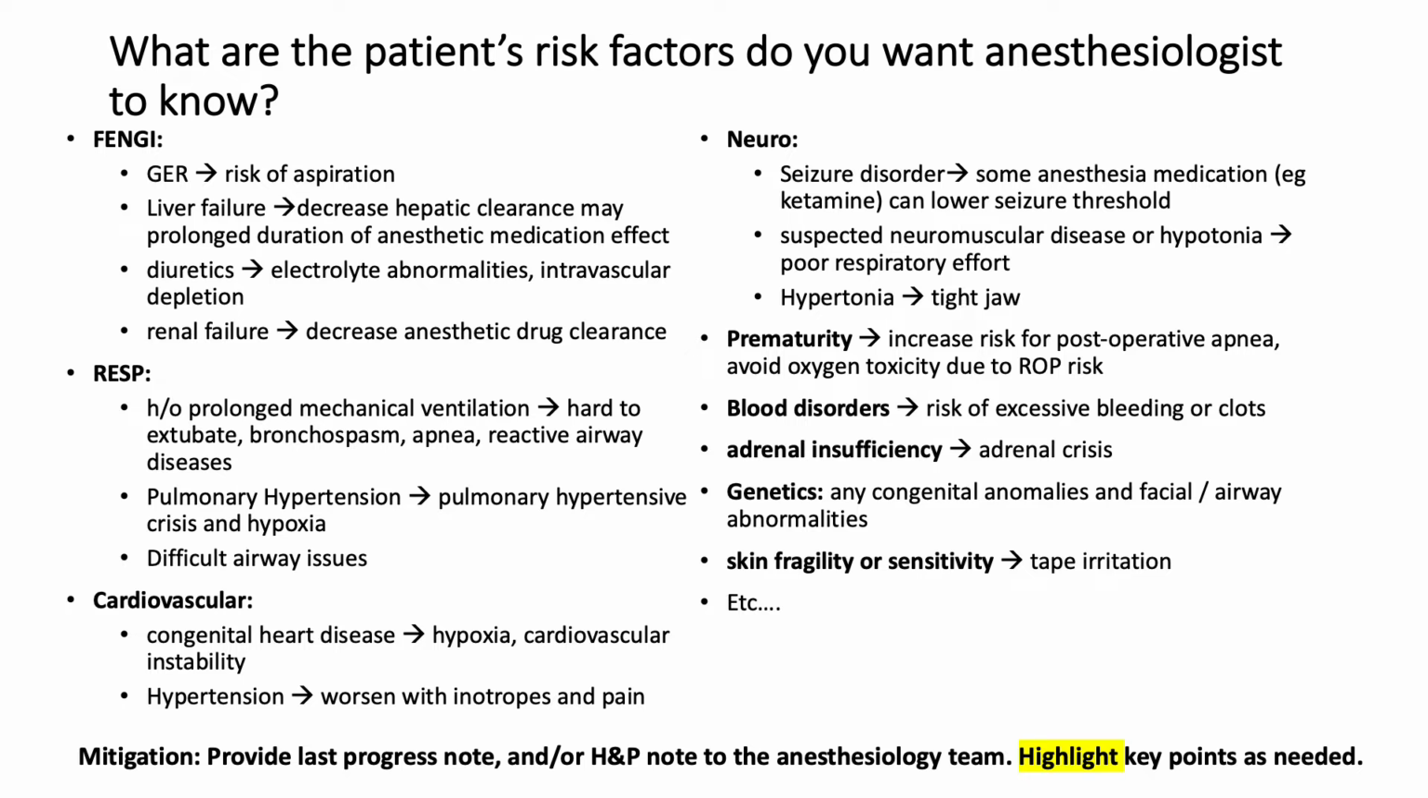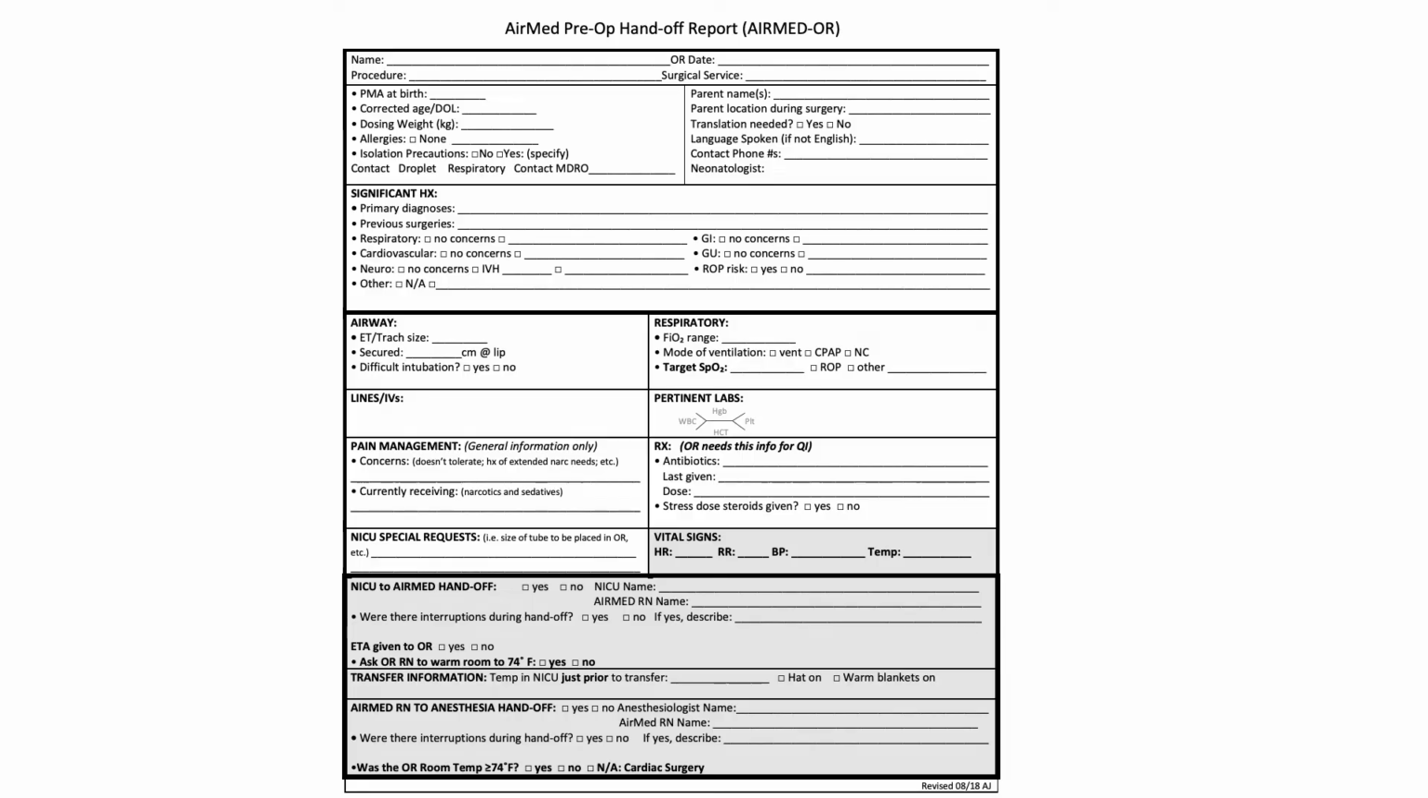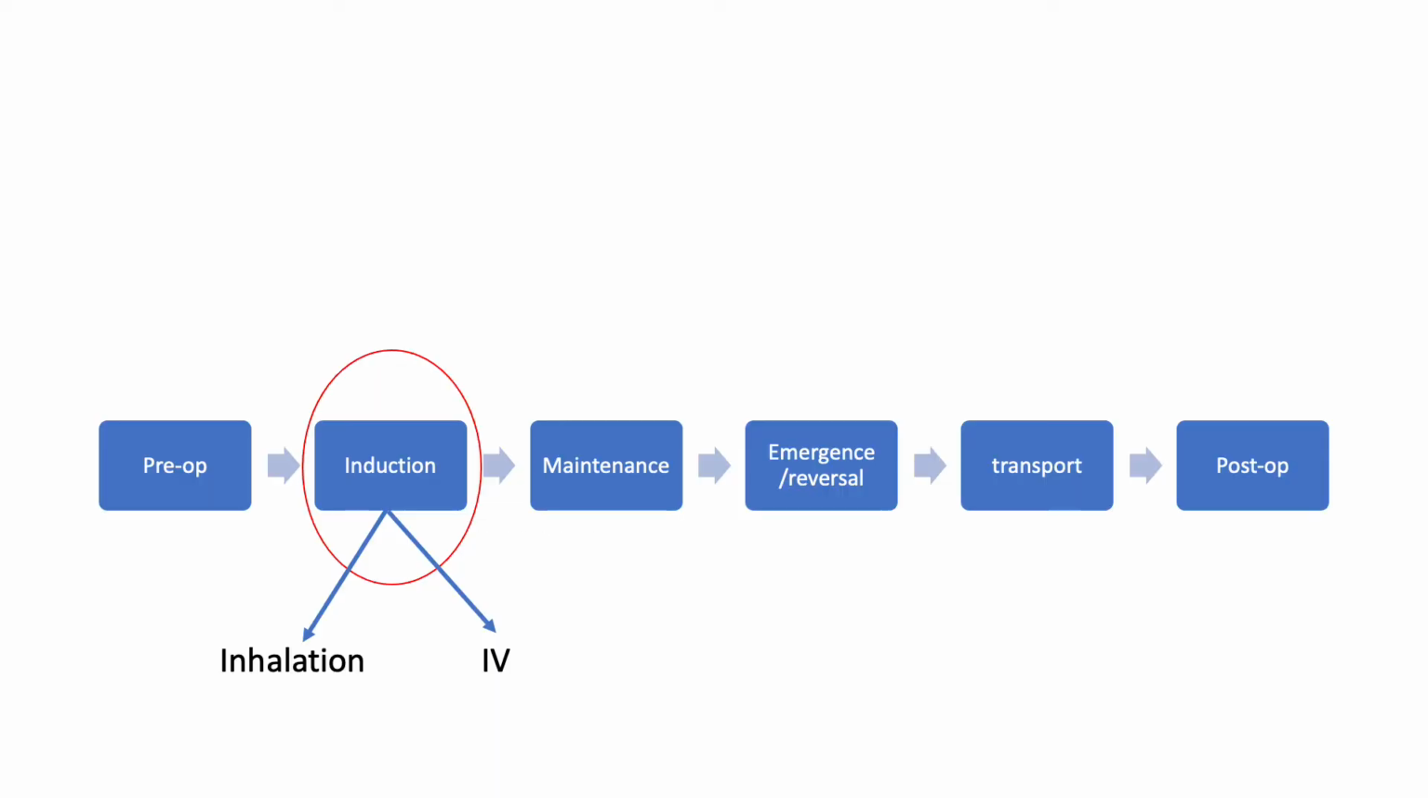Mitigate and communicate all these risk factors by providing a last progress note and an updated H&P note to the anesthesiology team. Highlight key points as needed. What? You can't remember all the risk factors to communicate? Don't worry. The pre-op checklist may help to highlight all these key points to the anesthesiology team. After the pre-op check and hand-off, the anesthesiology team will prepare the baby for anesthesia induction.